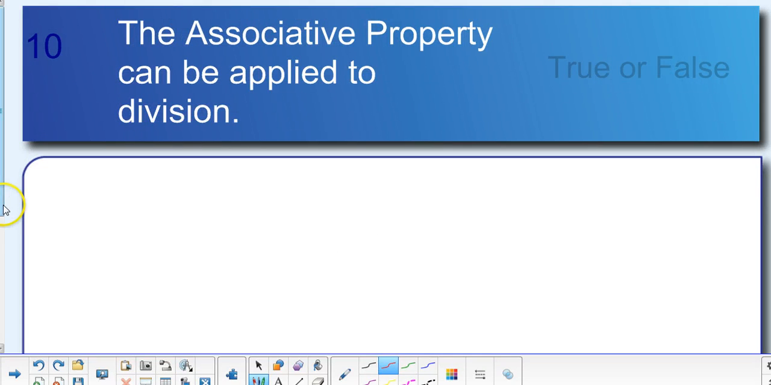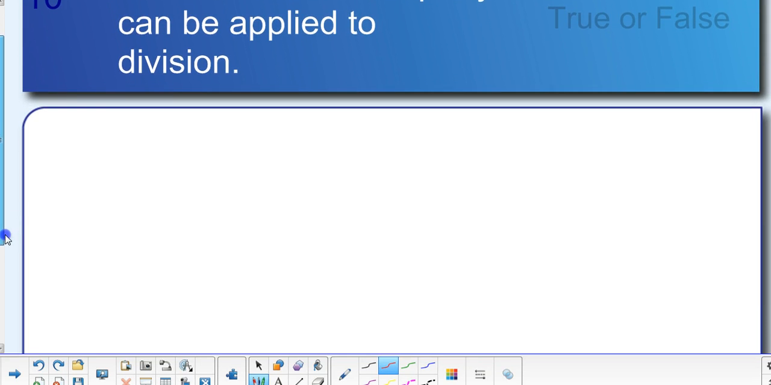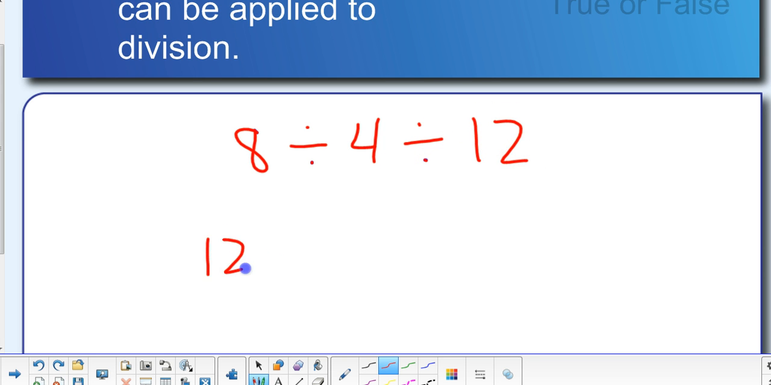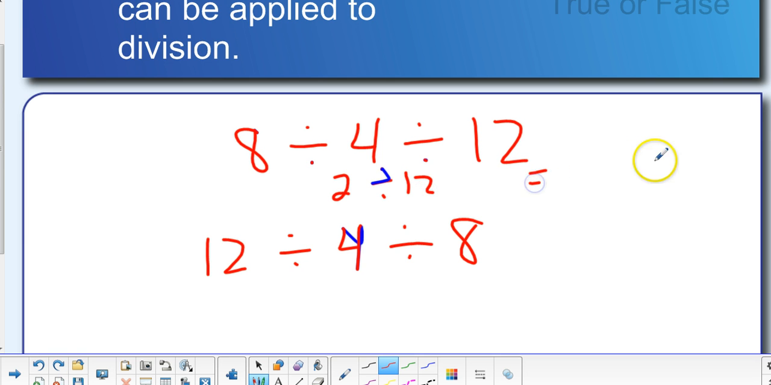Can the associative property be applied to division? The answer to that is no, unless you rewrite division as multiplying by the reciprocal. So 8 divided by 4 divided by 12, and 12 divided by 4 divided by 8. This first one would give you 8 divided by 4 is 2. 2 divided by 12 is 1/6, or 0.166666666666 repeating, if you're a calculator maniac.